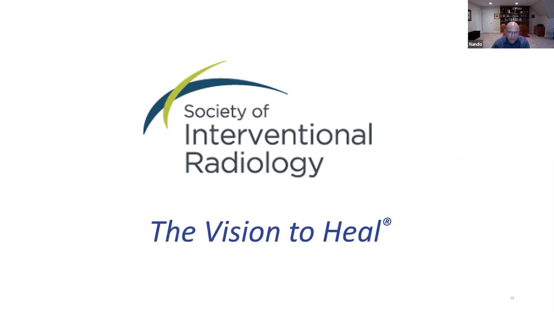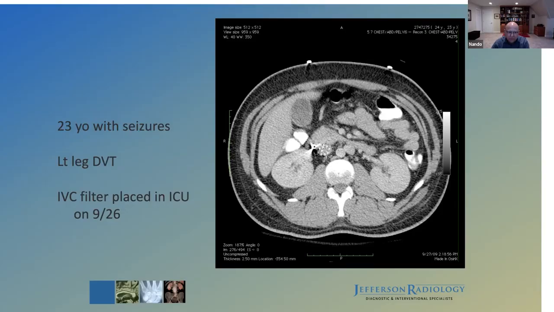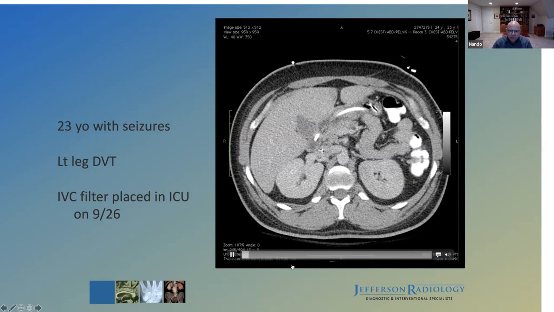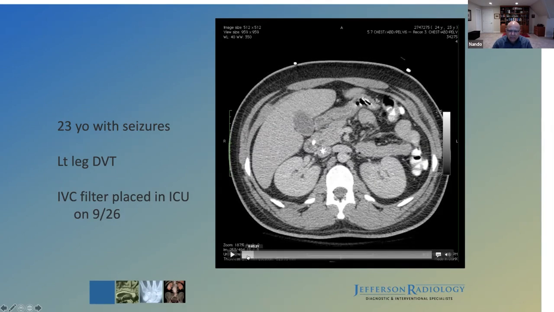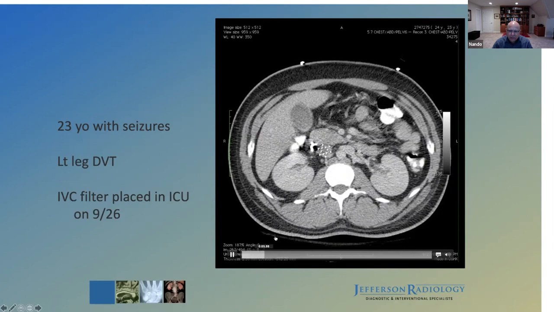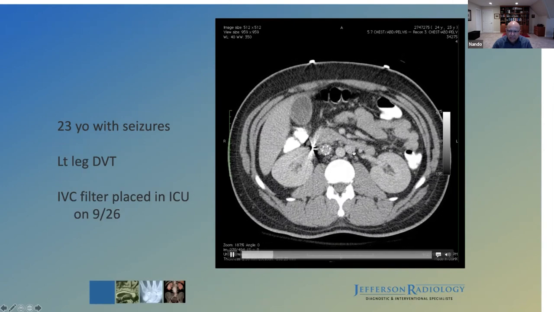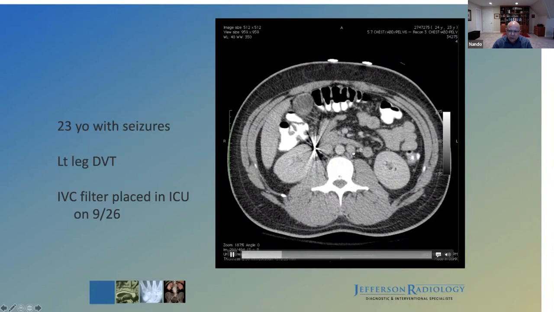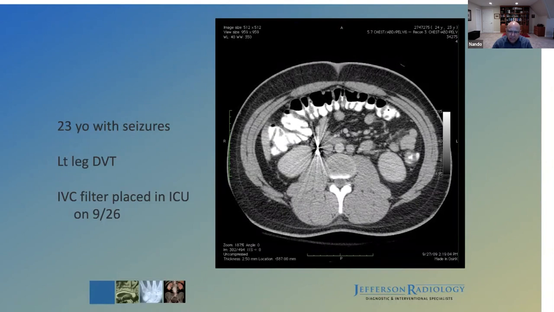The tagline for the Interventional Radiology Society is the vision to heal. In other words, we use imaging to direct our treatment. This is a case of a 23-year-old admitted to the ICU with seizures who developed left leg DVT. Sequential images from a CT demonstrate the placement of the filter in the IVC, but I draw attention to this structure to the left of the aorta.